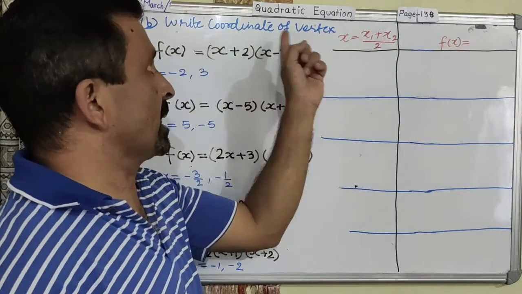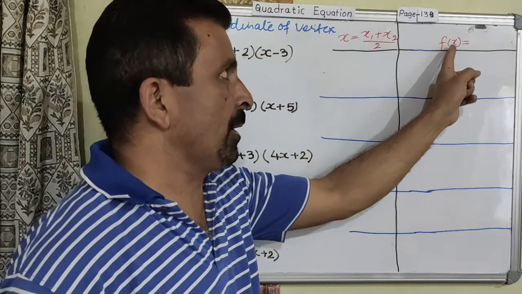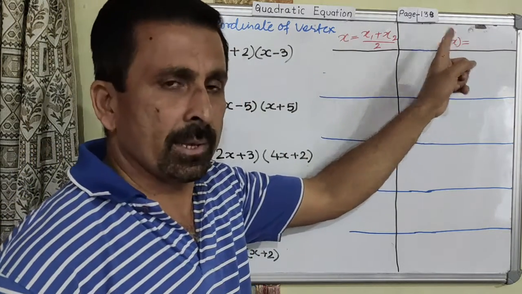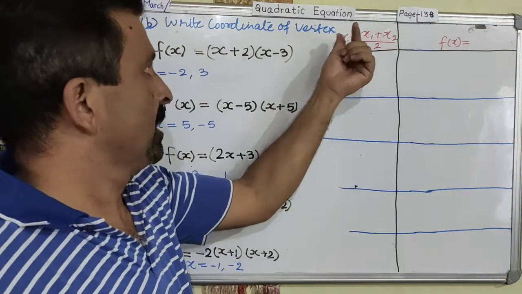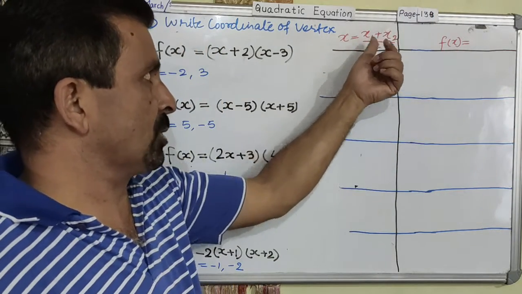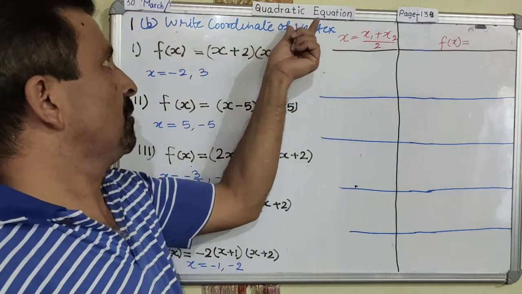For calculating the coordinate of the vertex, we first need to find the value of x, and then we will find the value of y. This f(x) is always y. Repeatedly, many times I told you, f(x) will be seen as y. So x is equal to (x1 plus x2) divided by 2. We will use this formula and find the value of x for this vertex.